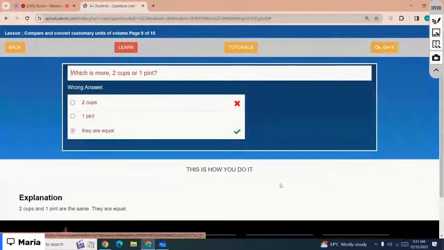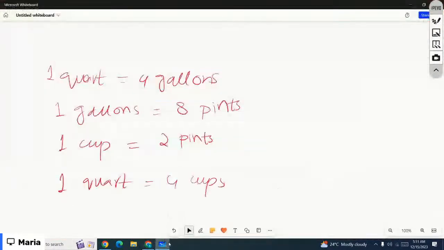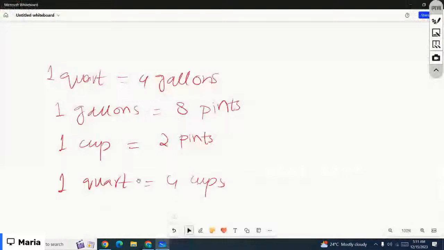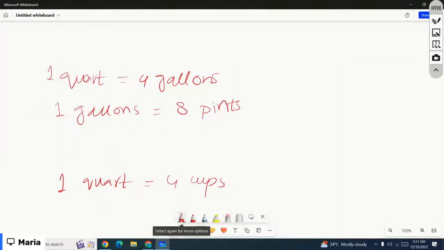How does 1 pint equal 2 cups? Yes, 1 pint equals 2 cups. Sorry, I have it. 1 pint is 2 cups. This one you can note down because pint is a bigger unit than cup. So 1 pint equals 2 cups, right? So they are exactly equal. Got it?